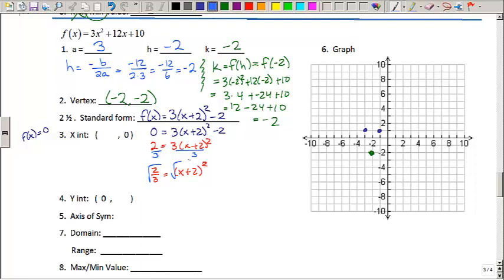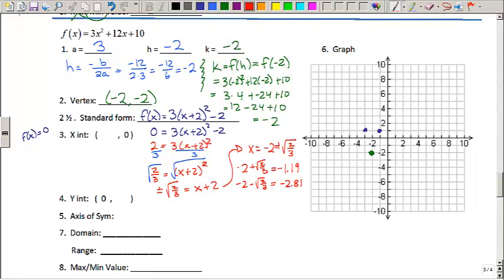Take the square root of both sides. Plus or minus the square root of 2/3 is equal to x plus 2. That leaves me with x is equal to negative 2 plus or minus the square root of 2/3. Now, evaluating negative 2 plus or minus square root of 2/3 is going to require a calculator. Negative 2 plus the square root of 2/3 is going to turn out to be negative 1.19. Negative 2 minus the square root of 2/3 is going to be negative 2.81.